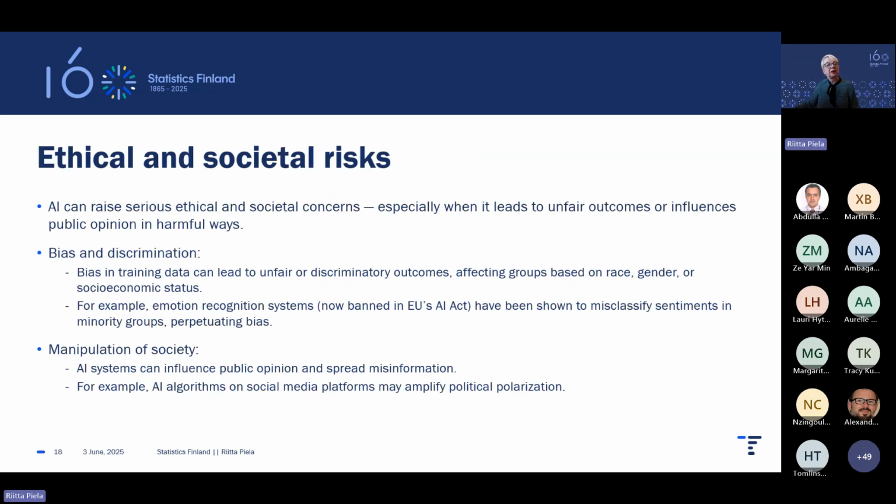And then we have ethical and societal risks. Examples, I think these are most familiar to all statisticians. For example, bias in training data can lead to unfair outcomes affecting groups based on race, gender, or socioeconomic status. Manipulation of society can be something like AI algorithms on social media platforms amplifying political polarization.